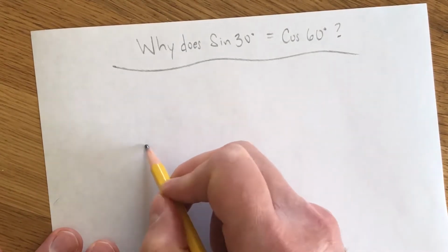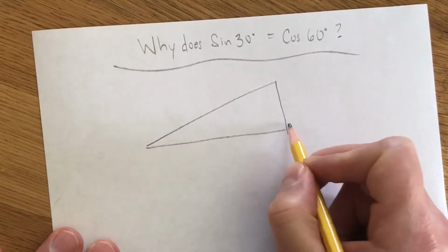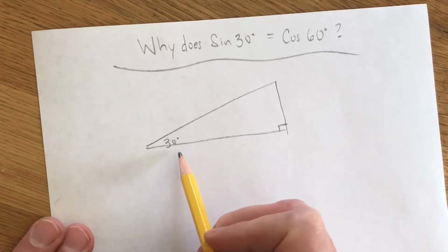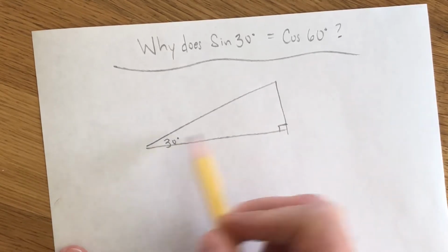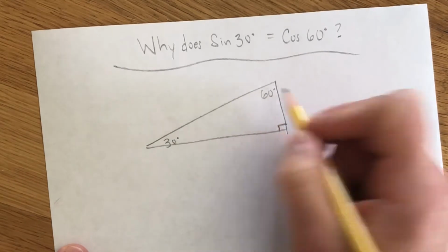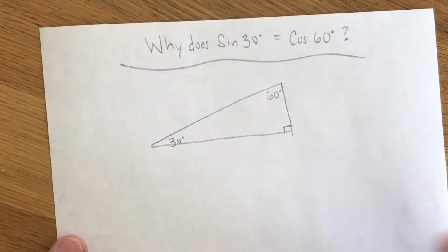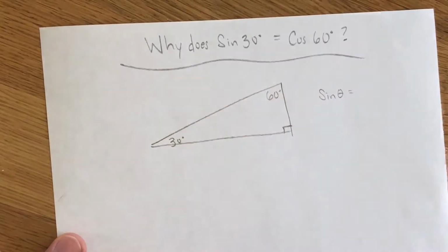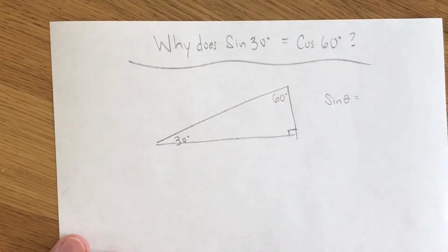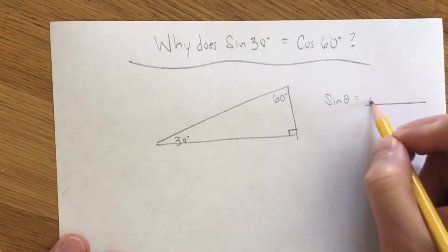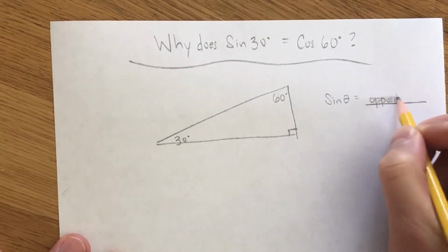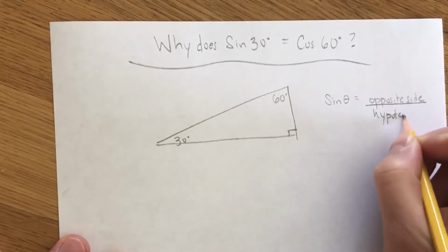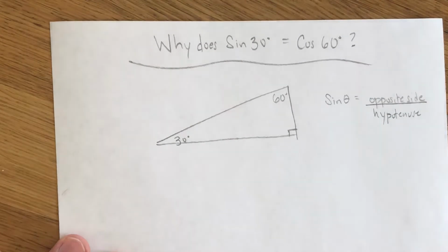So let's set up a triangle here. Right triangle. So here's 30 degrees, and we know the interior angles of a triangle have to add up to 180. So if this is 30 and this is 90, this one has to be 60 degrees. We've already talked about the fact that sine of any angle, so I'll do sine of theta, is really just a shortcut way of saying, take the length of the opposite side and divide it by the length of the hypotenuse. That's all sine is, a shortcut way of saying that.